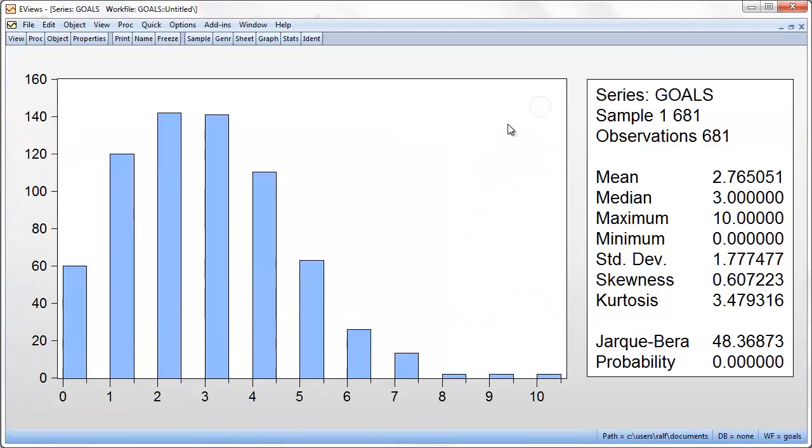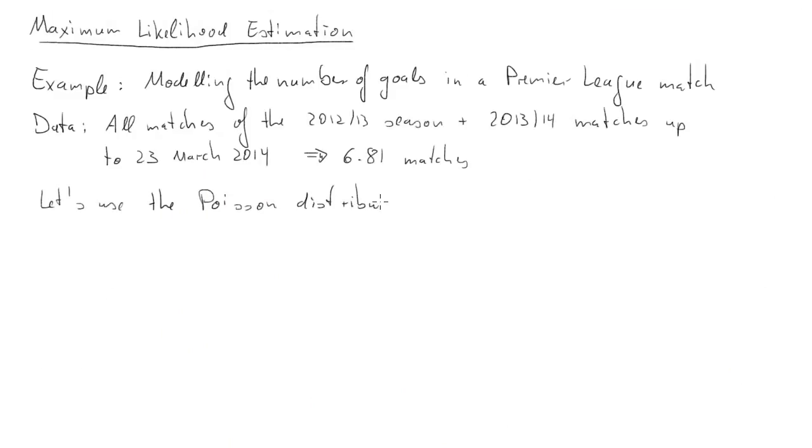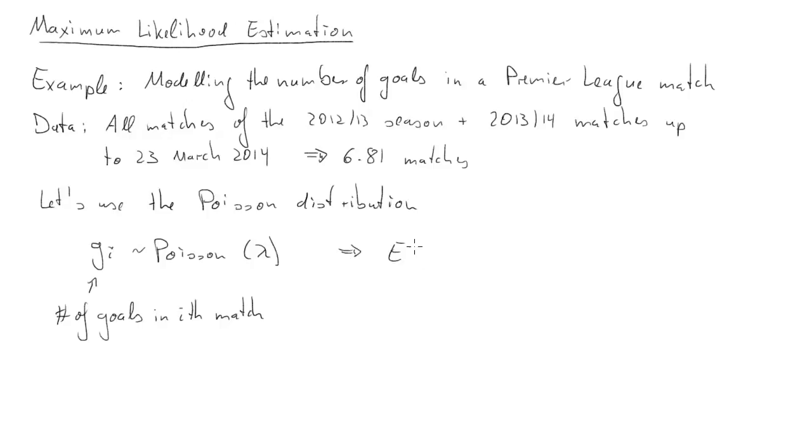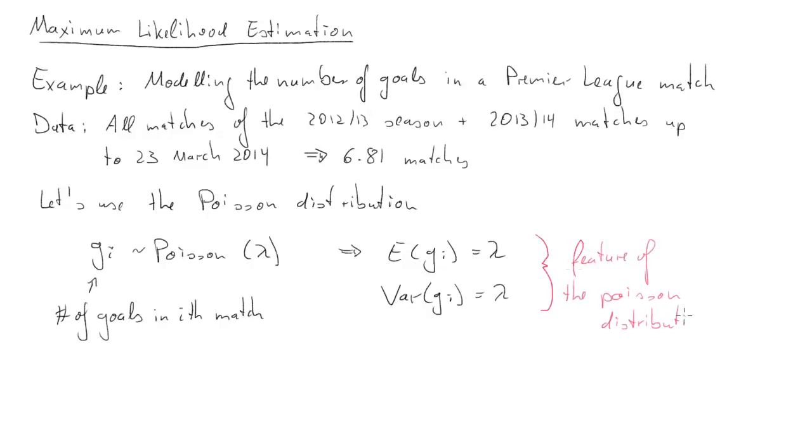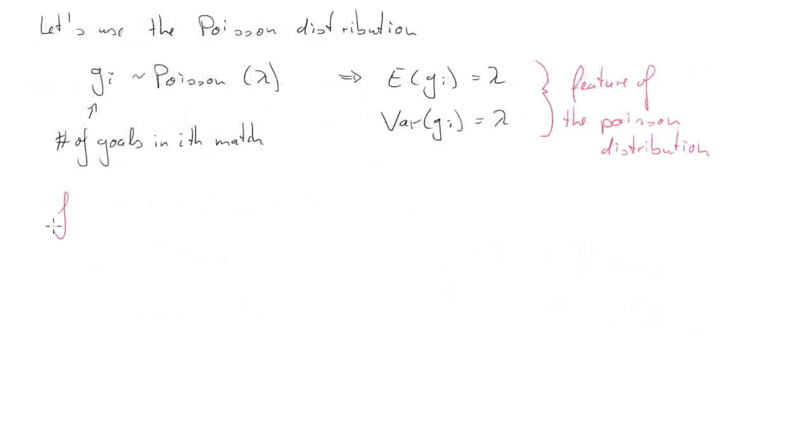What you see here is a histogram of all the goals. You can see about 60 of the matches have no goals, and there's a match with 10 goals, the maximum. It turns out this sort of distribution is well captured by a Poisson distribution, which lives on a positive line but for natural numbers. So let G_i be the number of goals in the ith match, and we'll assume it is Poisson distributed. That distribution has one parameter, lambda, and the expected value and the variance of G_i are both lambda. This is really a feature of the Poisson distribution.